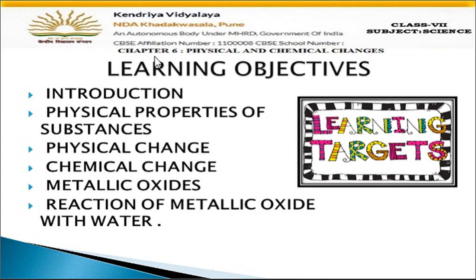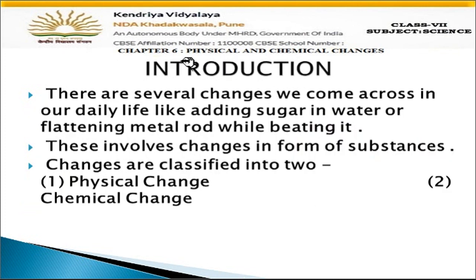We are starting a new chapter today, chapter number 6, Physical and Chemical Changes. In this chapter, we are going to study about the changes which we see around us, the types of changes, that is physical change and chemical change, and we will also discuss examples of physical change and chemical change. So let's start with the introduction part.